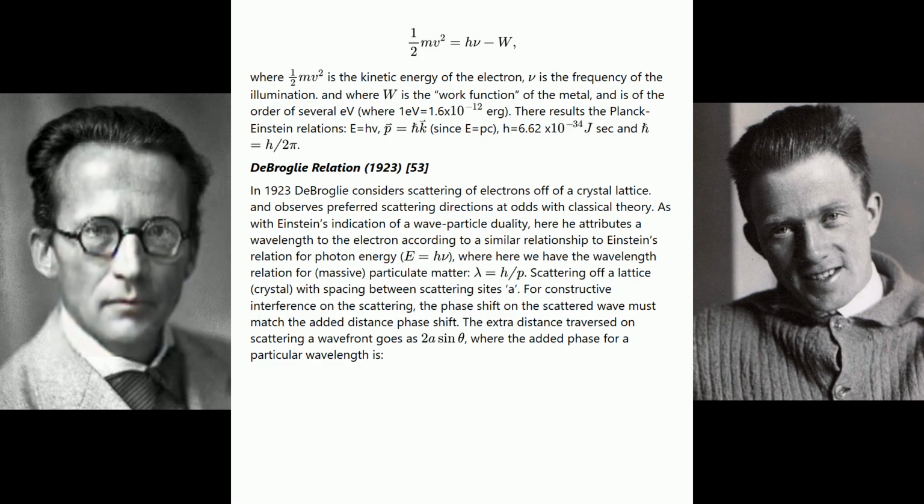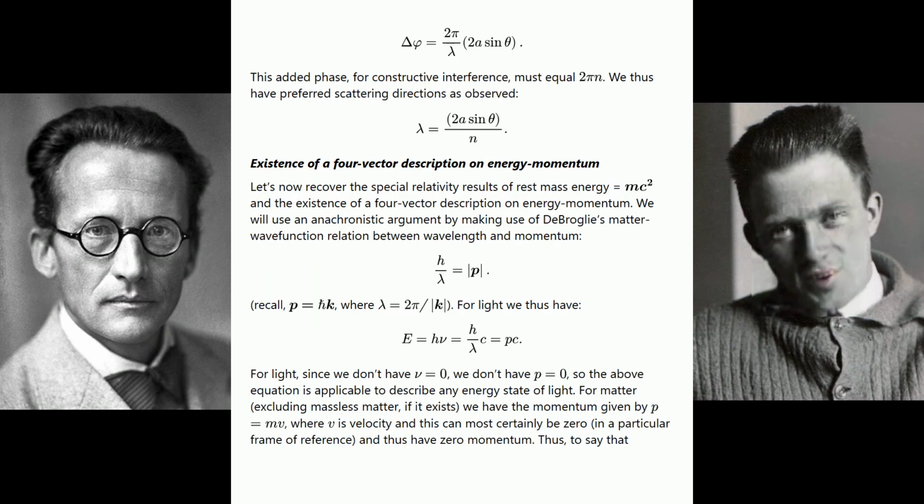For constructive interference on the scattering, the phase shift on the scattered wave must match the added distance phase shift. The extra distance traversed on scattering a wavefront goes as 2a sin theta, where the added phase for a particular wavelength is. See the equation. This added phase for constructive interference must equal 2 pi n. We thus have preferred scattering directions as observed.